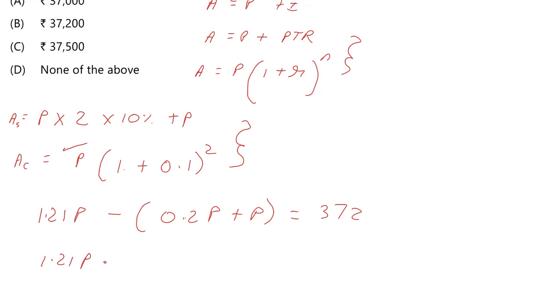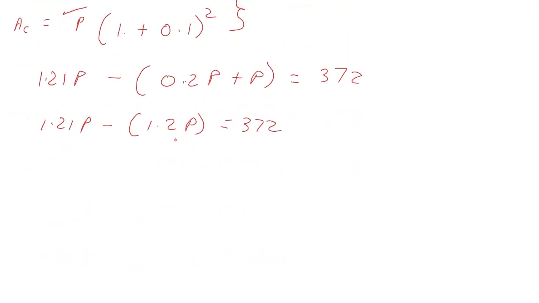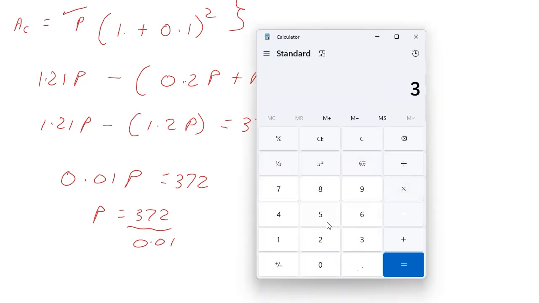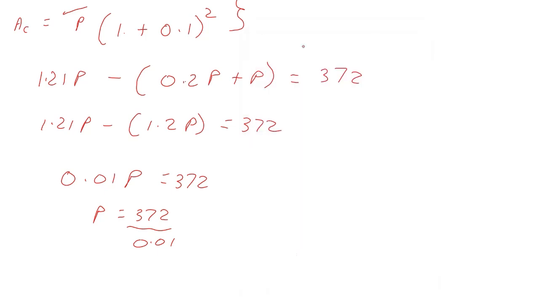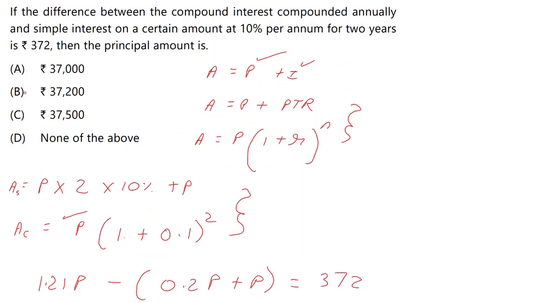So 1.21p minus 1.2p is equal to 372. And the difference between 1.21p and 1.2p is going to be 0.01p is equal to 372. And then we get p is equal to 372 upon 0.01, which is 37,200. Do I have that? Yes. So our answer is B.